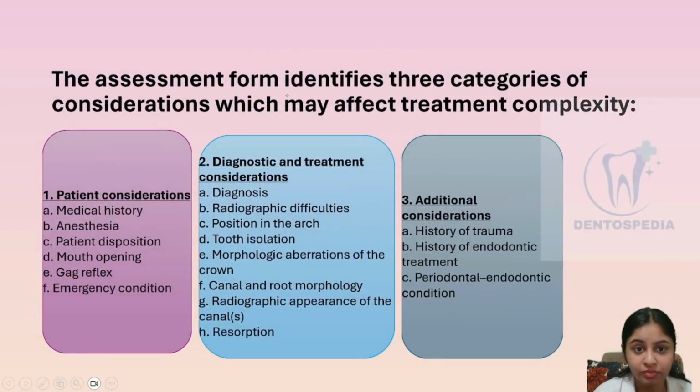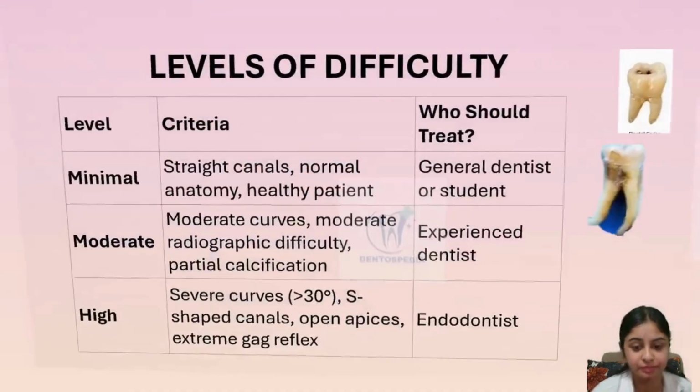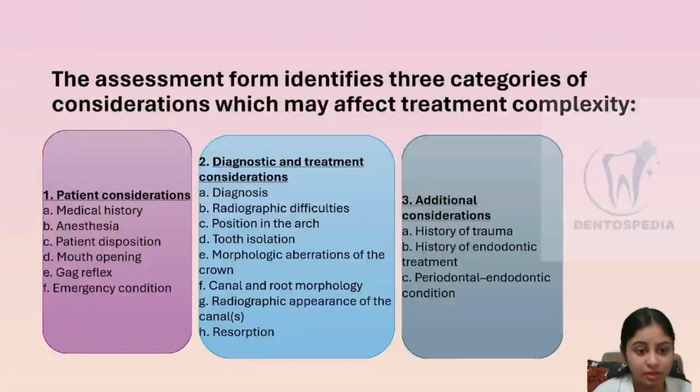The assessment form identifies three categories of consideration which may affect the treatment. So first is the patient's consideration. First is the medical history. So we have to take a proper case history before starting any of the treatment. A patient might be having hypertension, diabetes or any other medical condition, and we will change our treatment plan according to that. So we have to see medical history.